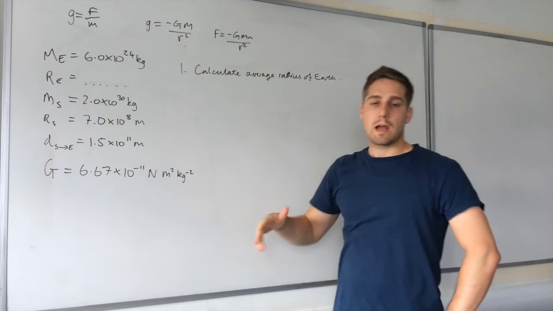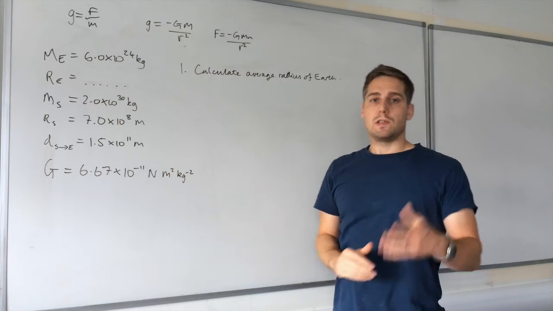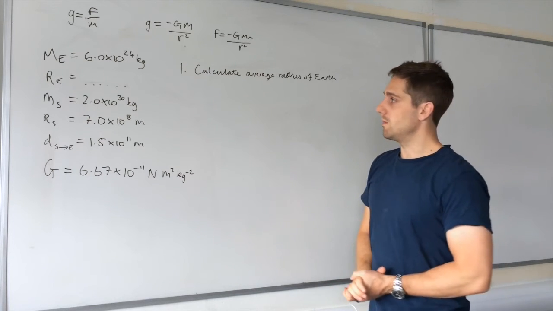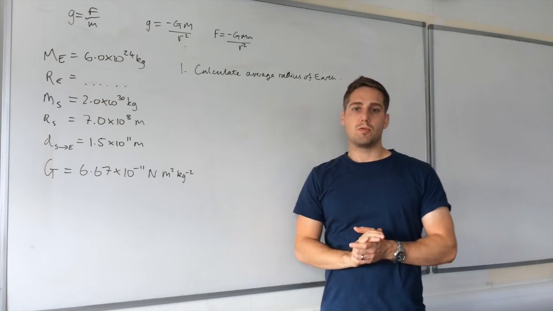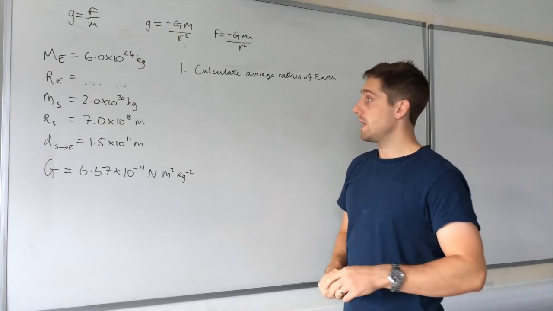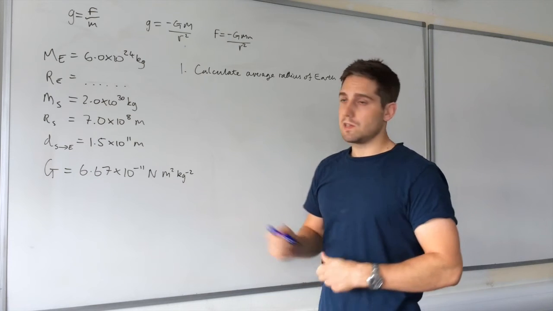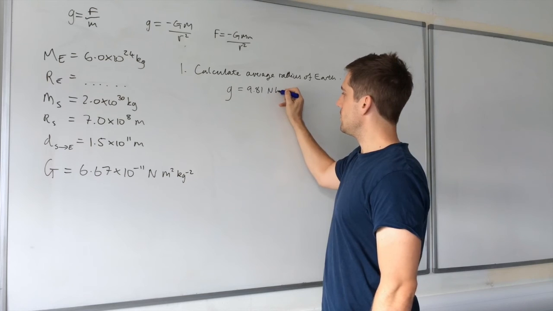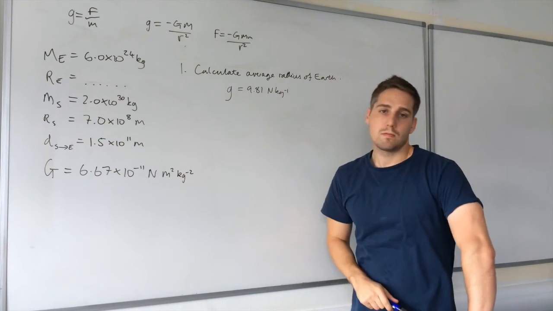Question 1 is to calculate the average radius of the Earth. In addition to this data, you'll need to know one other value, but it's a value you should know, so I'm not going to give it to you right now. I want you to have a go at solving that, so pause the video and have a go. And if you need a hint, the value that you need to know is that g at the Earth's surface is 9.81 newtons per kilogram. Hopefully that helps. So then you can have a go at solving that problem.